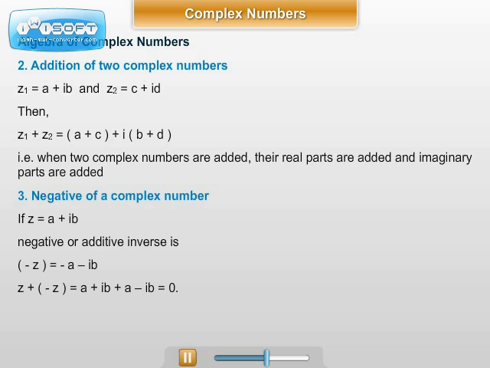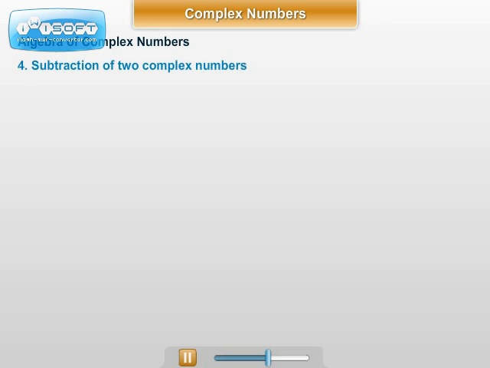We know that subtraction in the set of real numbers is defined as: if x and y are real numbers, then x - y = x + (-y). Similarly, we define subtraction in the set of complex numbers as (a + ib) - (c + id) = (a + ib) + (-c - id), that is, (a - c) + i(b - d).